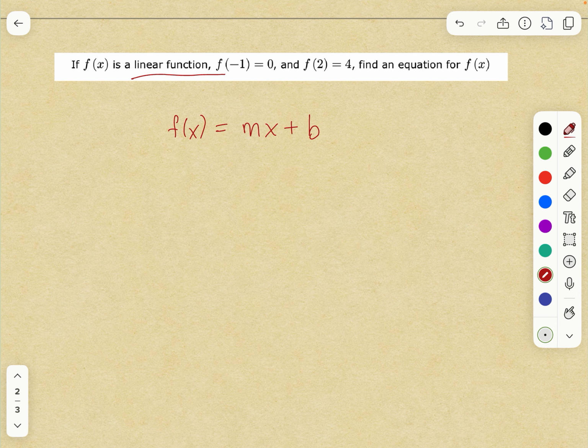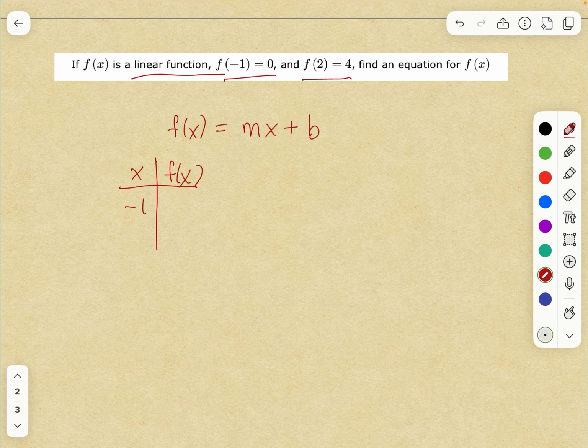Well, m is the slope of the line. That's the graph of the function. So we're given these two values: f of -1 is 0, f of 2 is 4. There's lots of different ways to do this problem, but for this, you usually want to find the slope, m, first. So let's make a table of x and f of x.